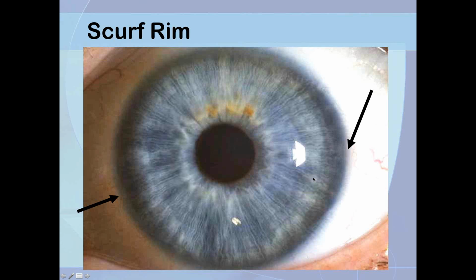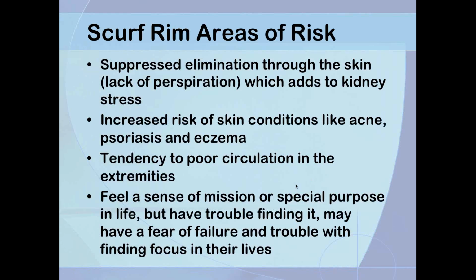And what it is, is that if there's a tendency to a lack of good circulation into the skin, in other words, the microcirculation or energy going into the skin, which can cause suppressed elimination through the skin. In other words, the person doesn't perspire as easily, and because perspiration is one of the ways the body regulates temperature and also helps to detoxify itself, that can also stress the kidneys because the skin has been called the third kidney. There is an increased risk for skin conditions like acne, psoriasis, and eczema, and also an increased risk of poor microcirculation to the extremities of the body.